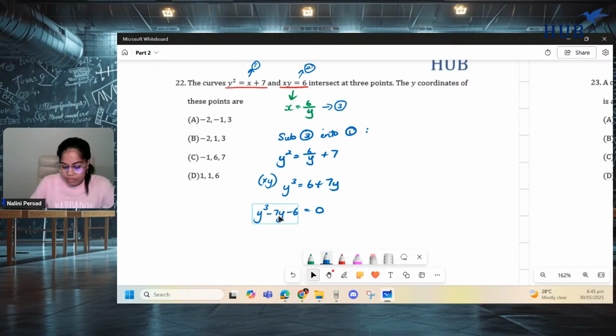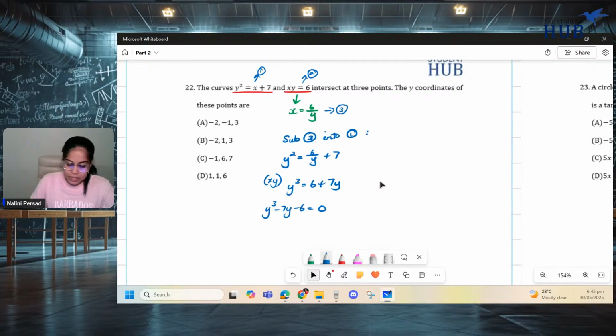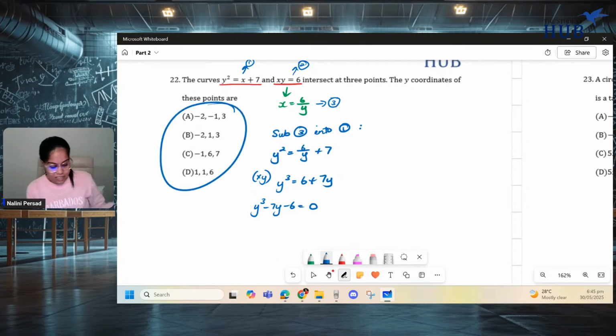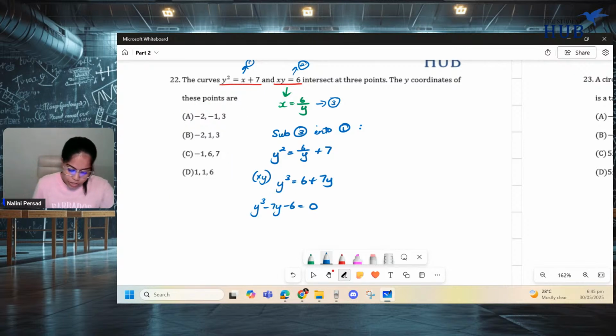Now, for me to go on the factors of this and then find the roots, it's too much work. Way too much work for me to do, because you'll have to do trial and error, polynomial division. Like, who wants to do all of that? It's multiple choice. The answer is staring back at you. So we're going to try y coordinates and see if it satisfies this equation.